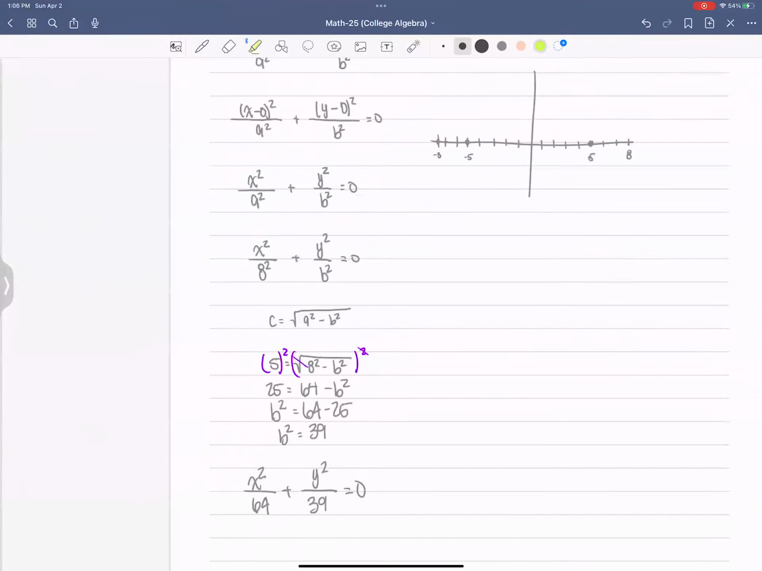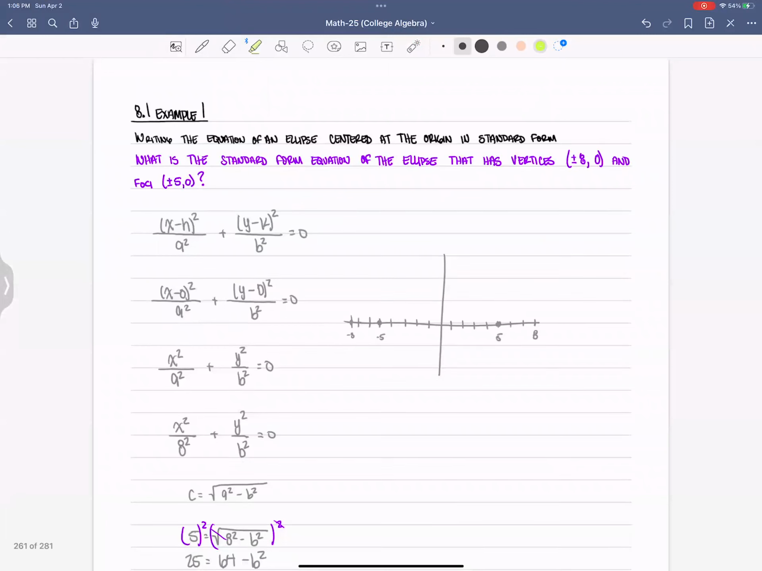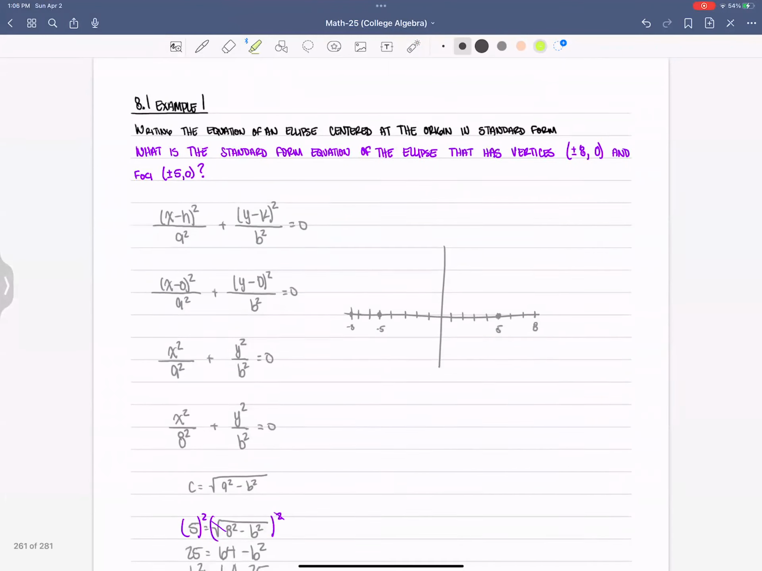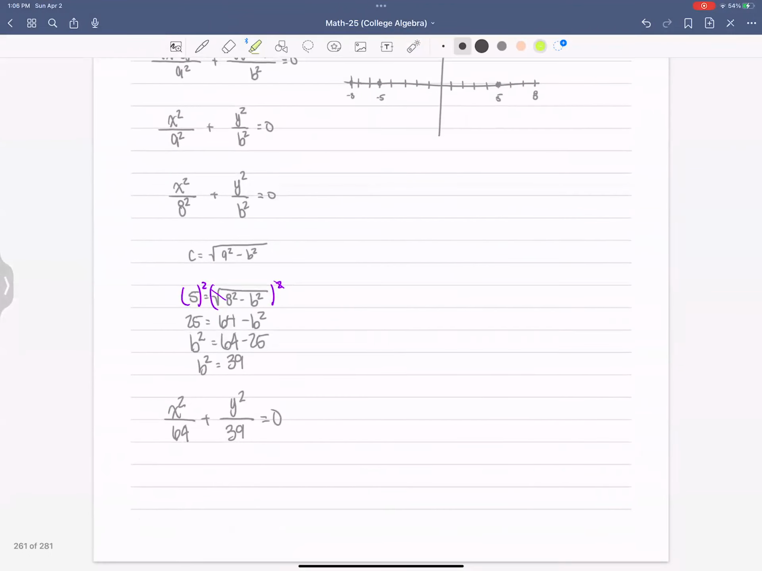And let's see, is that answering the question? What is the standard form equation of the ellipse that has vertices? Yeah. So it looks like we just answered their question. And make it look a little bit better.